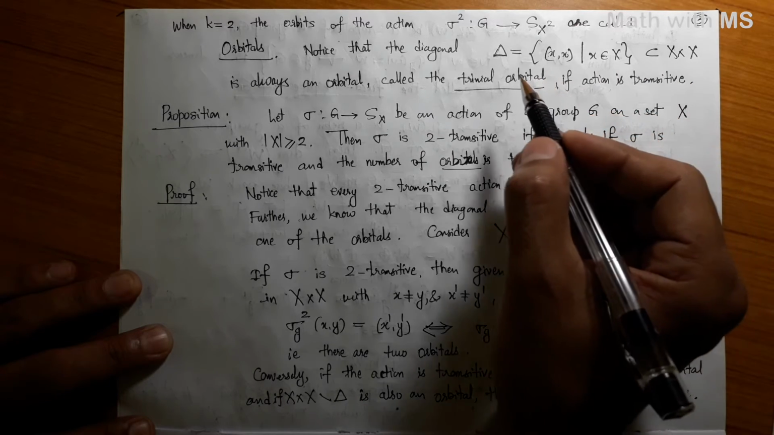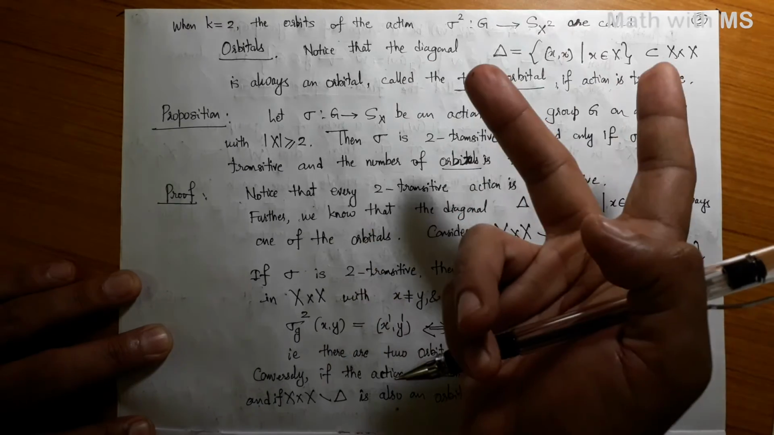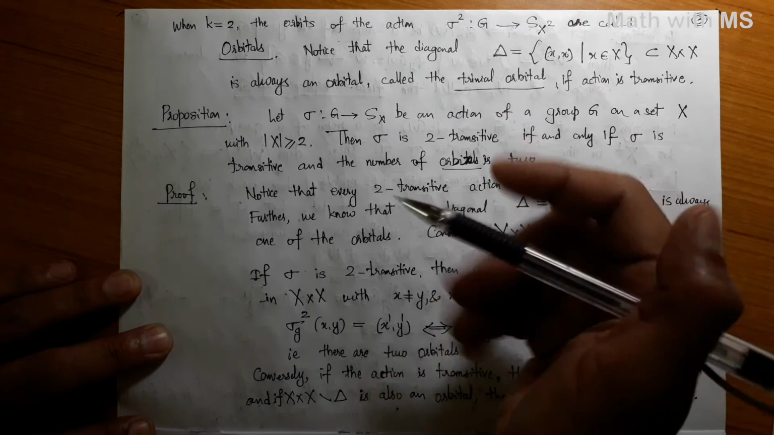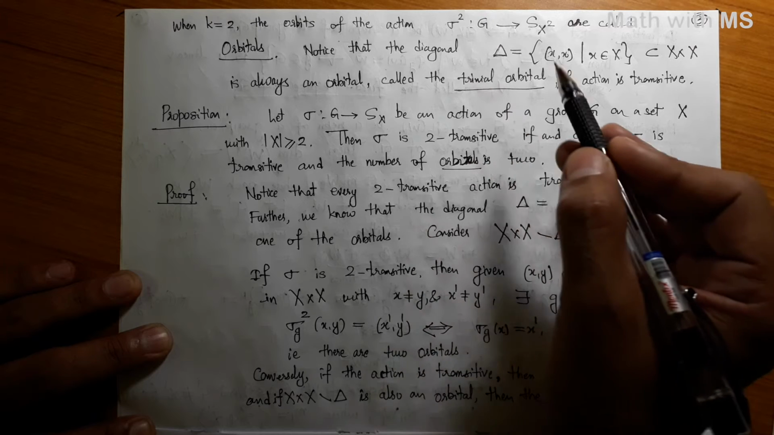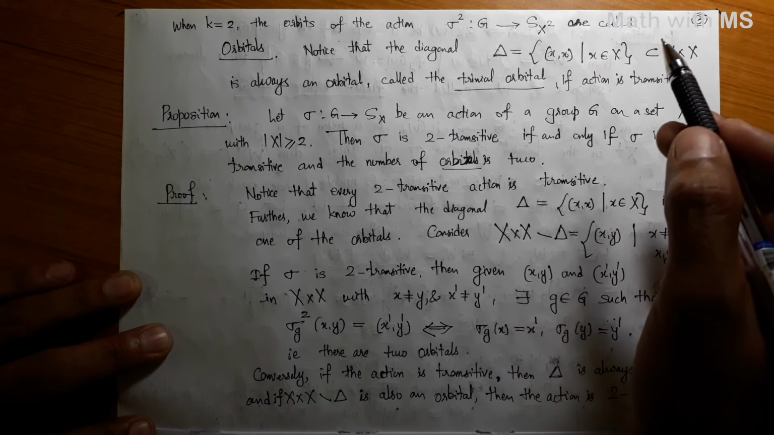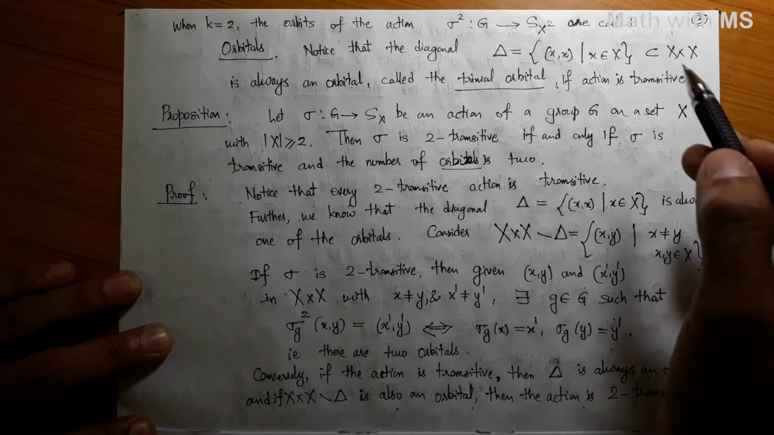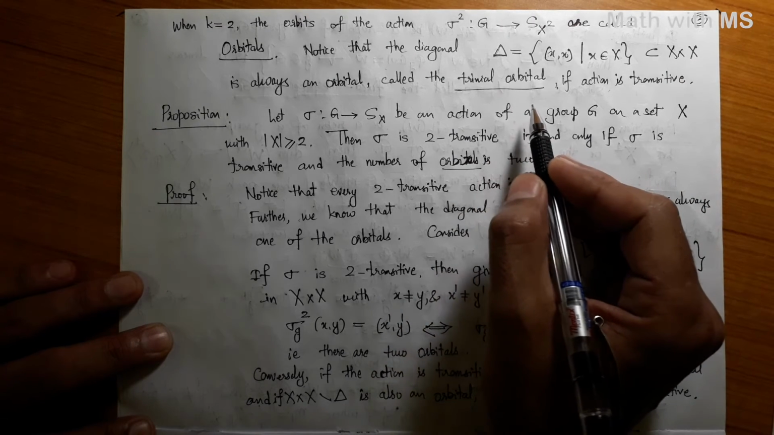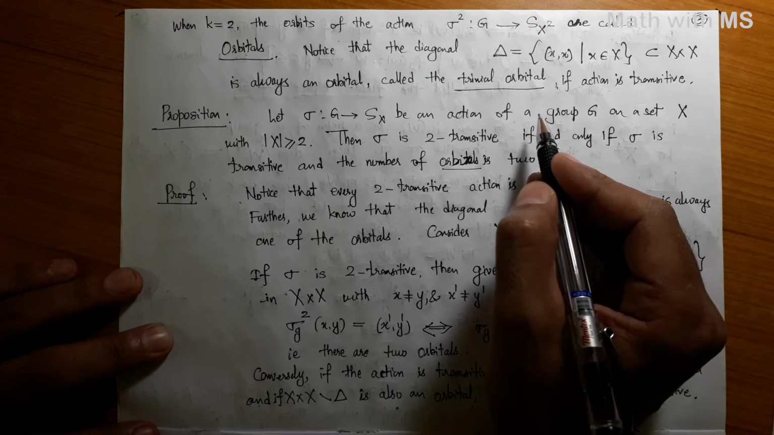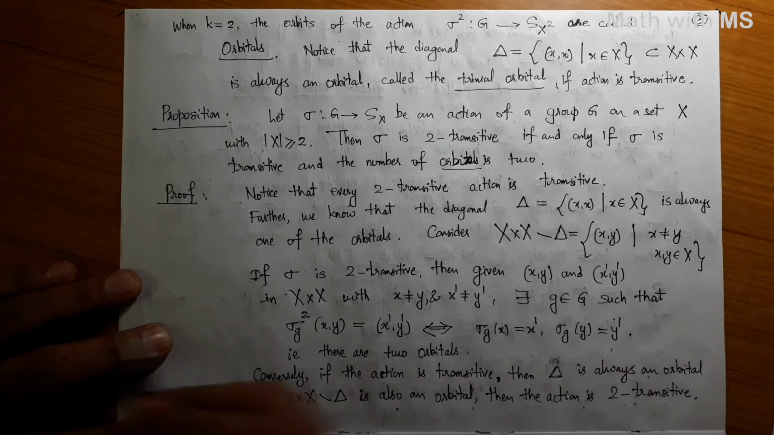Because if the action is transitive, given two elements x and y, there is a group element such that sigma g of x is y. Therefore xx can be written as sigma g of y comma sigma g of y, that is sigma 2 of yy, right? So this is called the trivial orbital, which always exists as long as your action is transitive.